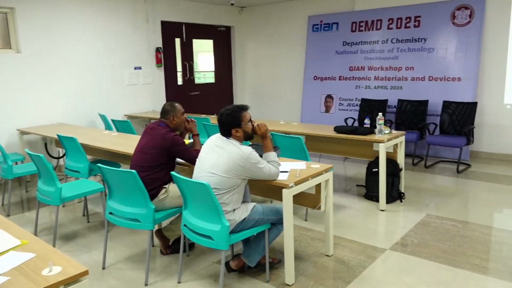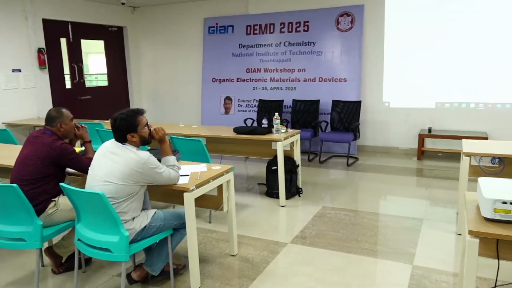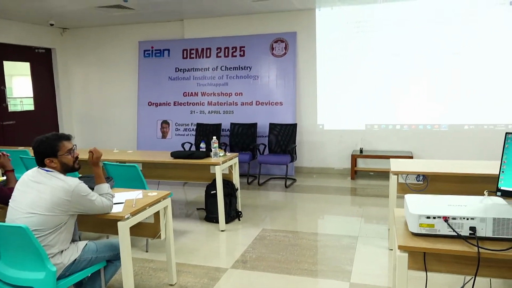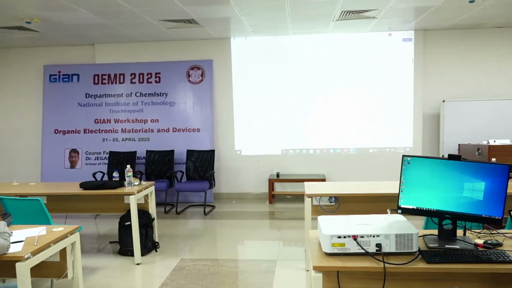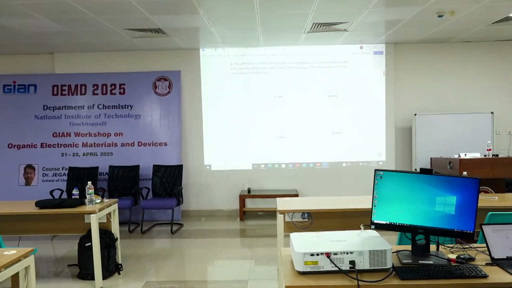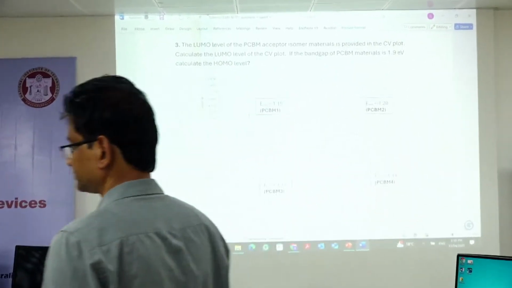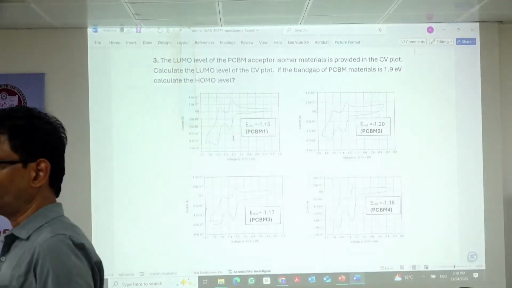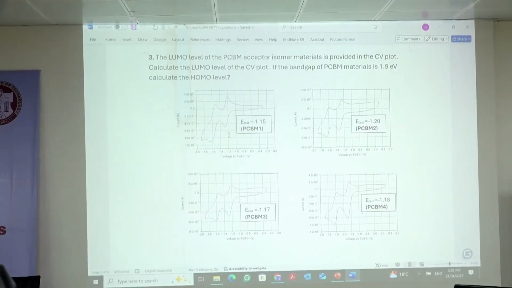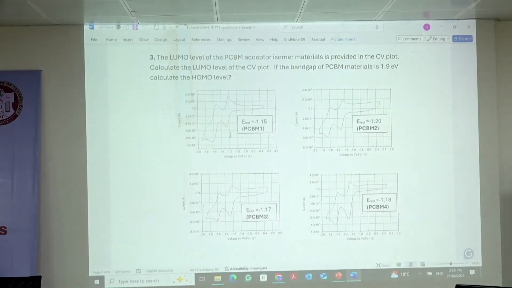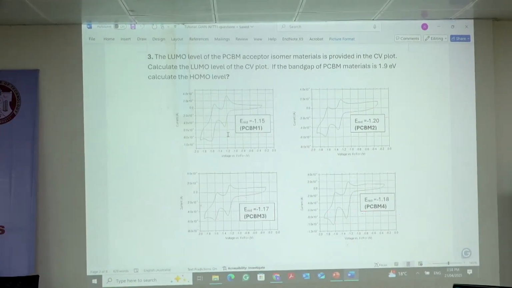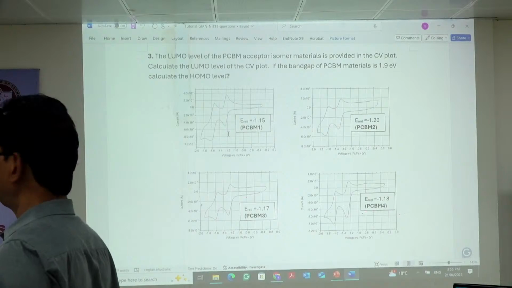The LUMO level of the PCBM acceptor is given. You don't need the onset here, the reduction potential of this one is minus 1.5. And if the band gap is 1.9, what is the HOMO level? Because these are all reduction potentials, and reduction potential will give you the LUMO level. You have to remember the formula. That means minus 4.8 and minus the reduction potential. Then you use it, right? That gives the LUMO.